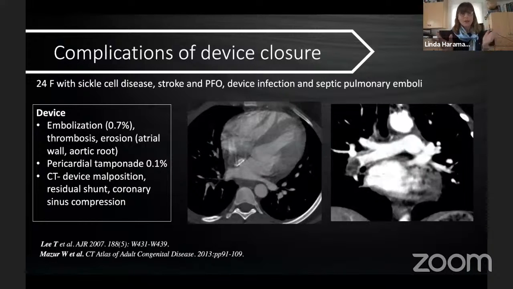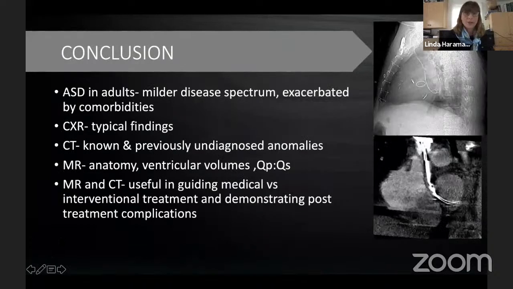And then sometimes the device, if it's not deployed properly or it malfunctions, may be malpositioned. You may have residual shunt for various reasons, including positioning or difficulty in estimating the size and the shape of the defect. Or you can also have coronary sinus compression if the device reaches the coronary sinus. These are all uncommon complications that have all been described.